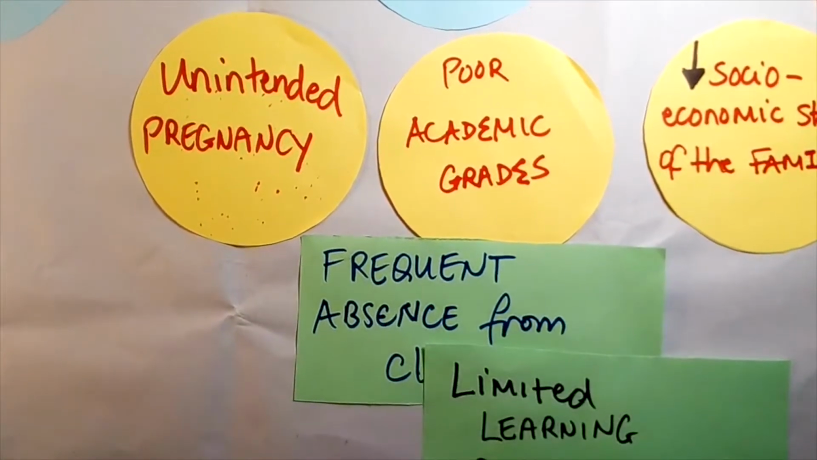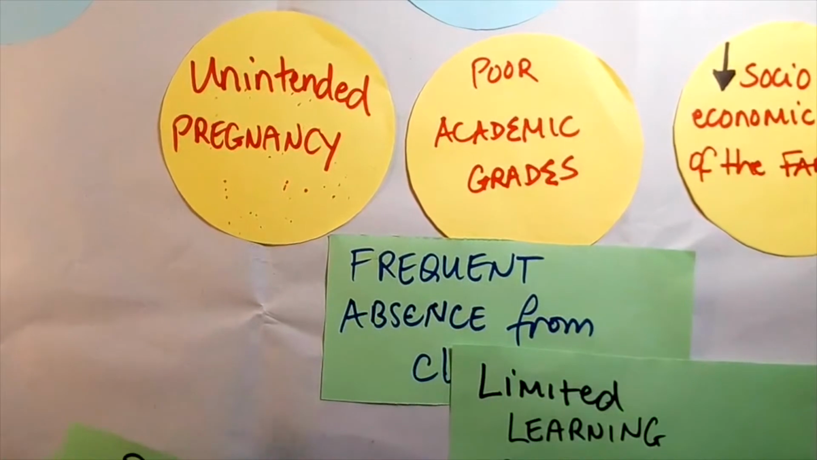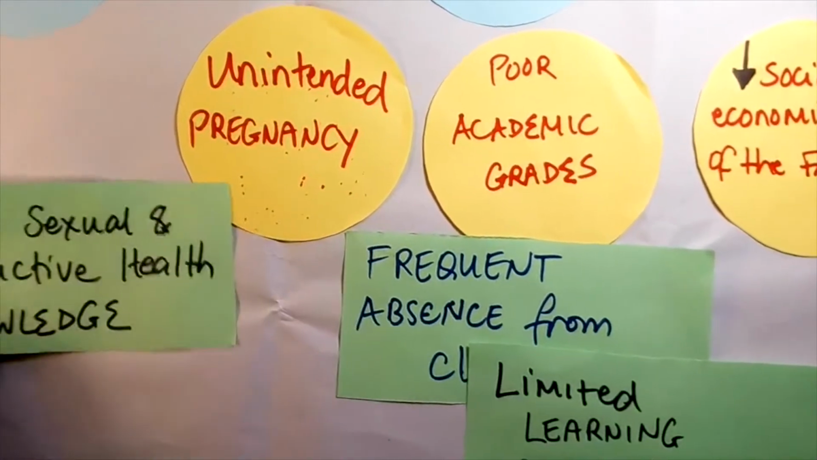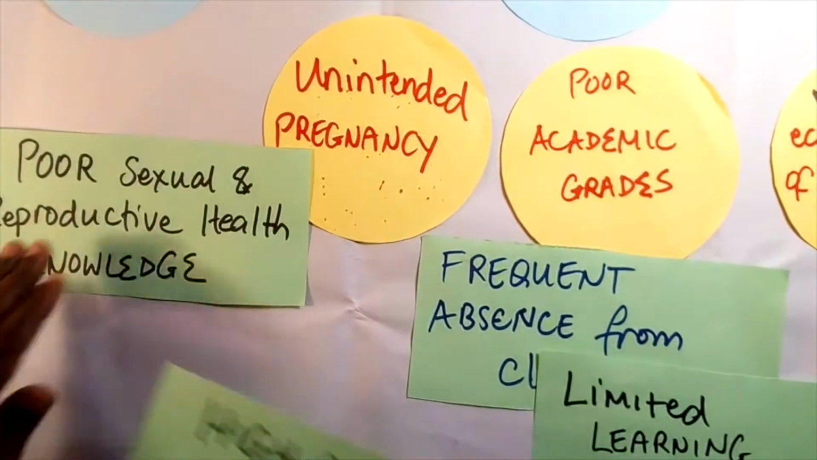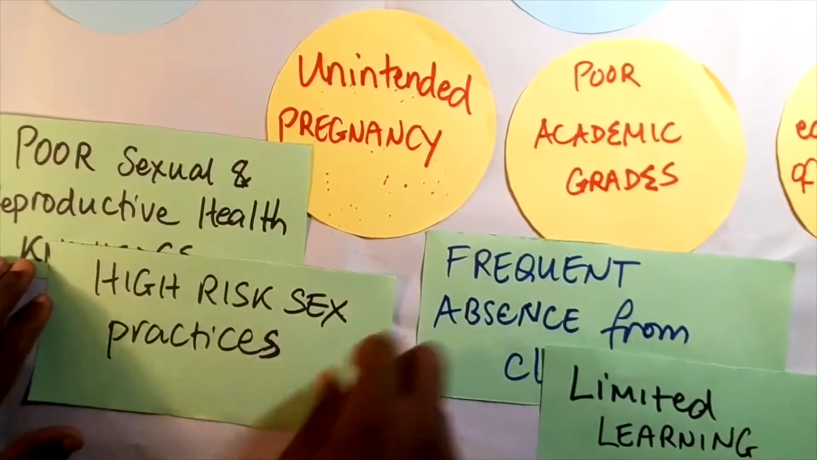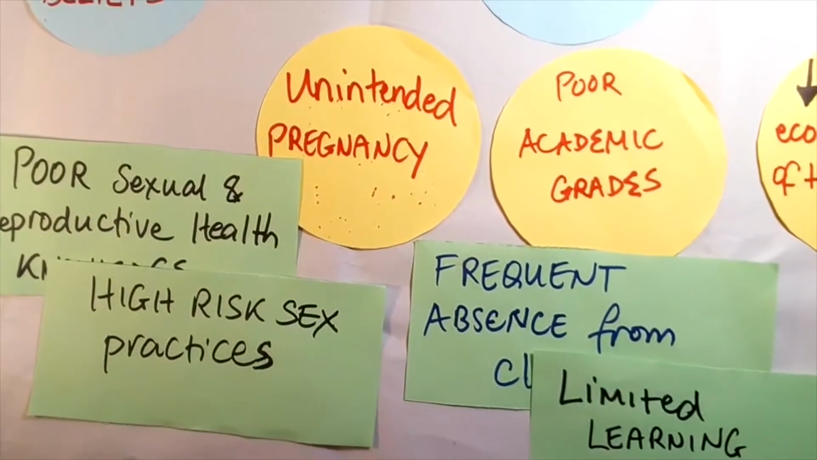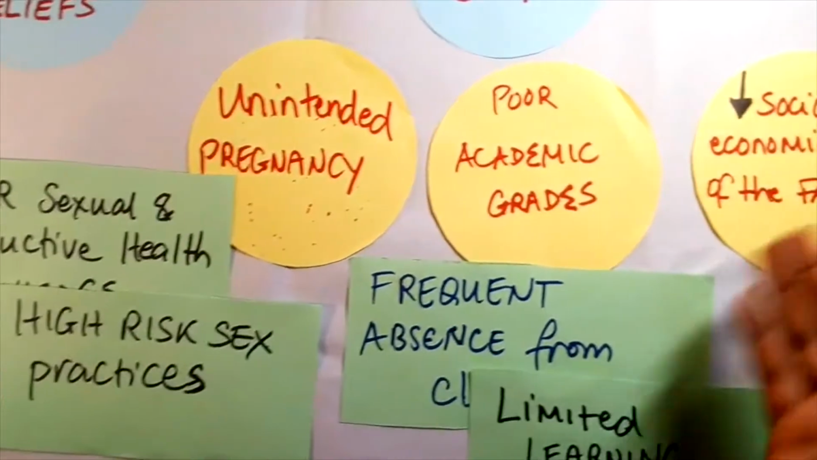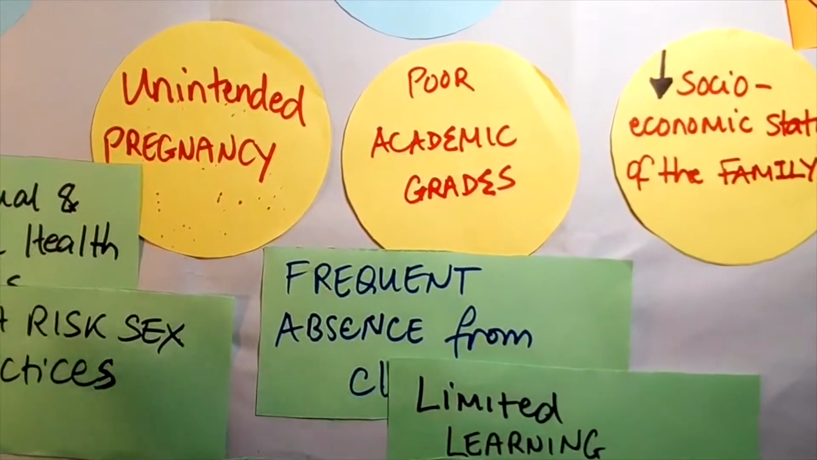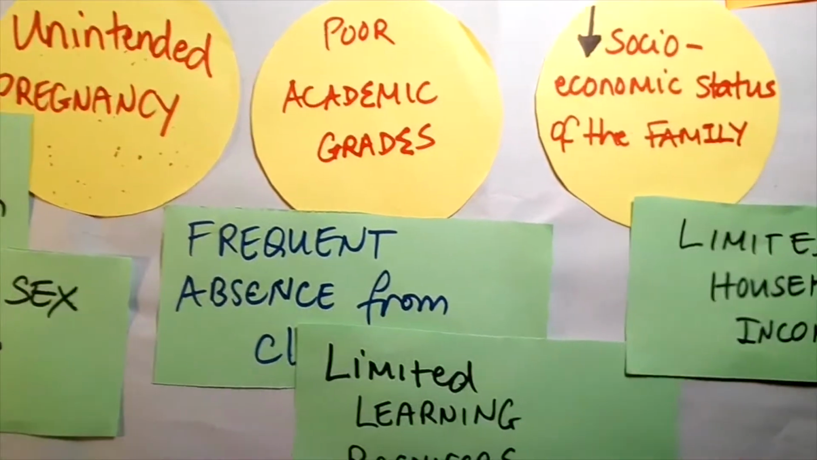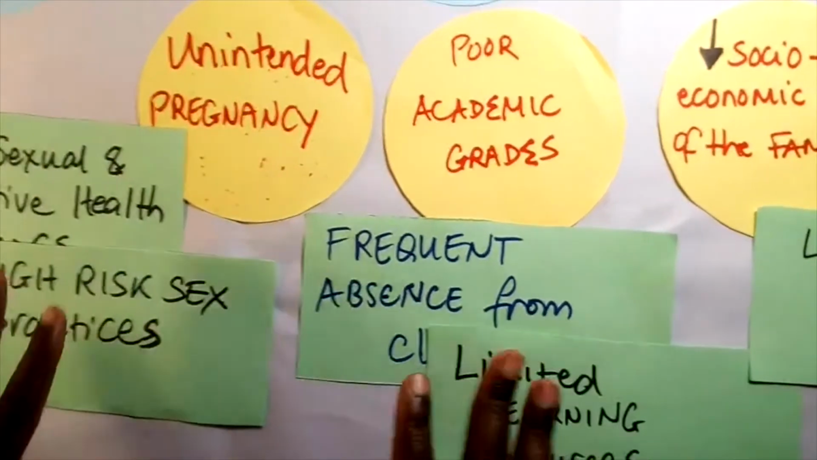And then, why are they getting unintended pregnancies? It's possible that because they have poor sexual and reproductive health knowledge, or because they're involved in high risk sexual practices, which is dangerous. And then, why is it that there's low socioeconomic status of the family? It's because the family has limited income. So that's the why for that side.